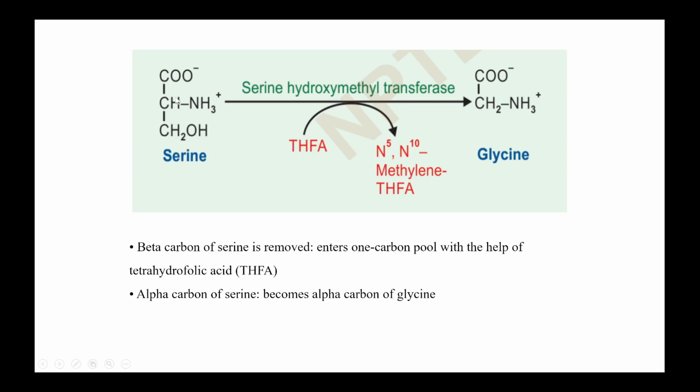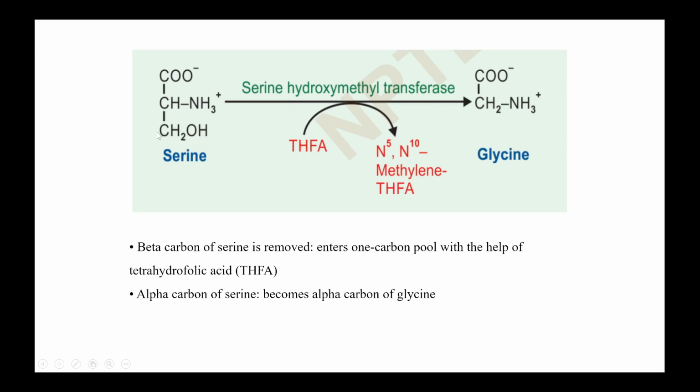In this reaction, basically the beta carbon of serine. So this is the alpha carbon of serine. This is the beta carbon of serine. So the beta carbon of serine is removed, and that enters the 1-carbon pool with the help of tetrahydrofolic acid. So this is THF, tetrahydrofolic acid. It will take up this beta carbon and become N,N-methylene tetrahydrofolic acid. And once this beta carbon is removed, we are left with the alpha amino acid, that is glycine. Okay, and the enzyme that is involved is serine hydroxymethyl transferase.